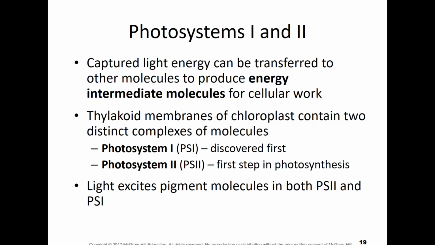In the thylakoid membranes of chloroplasts, there are complexes of molecules. The first one that was discovered was photosystem 1. But there's another one that happens before photosystem 1 that it took us a while to figure out. And since we discovered it secondly, it's called photosystem 2, but photosystem 2 happens first. Remember that little trick. Photosystem 2 happens first. In both of these photosystems, light is exciting a pigment and boosting the energy level of electrons.